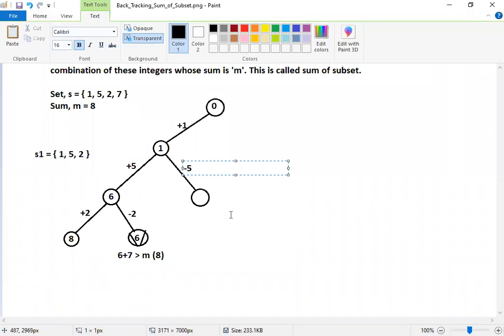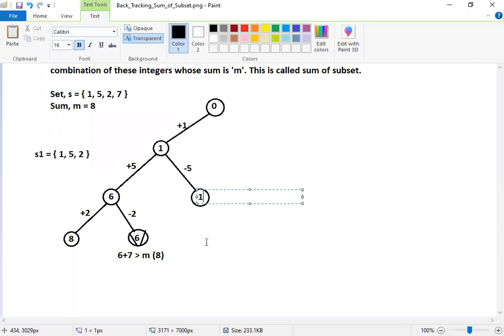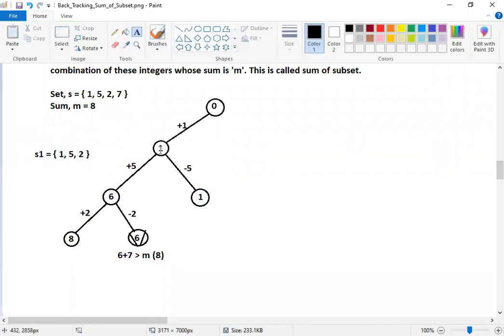-5, correct. Good. What will be the value of this right child node now? 1. Very good. That means I did not consider 5 in my subset. So the total sum is going to be whatever the previous sum I have.